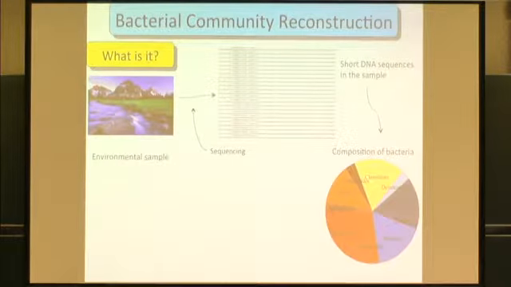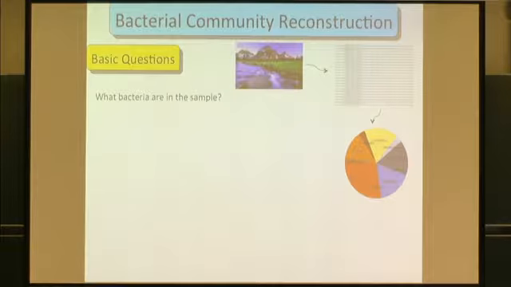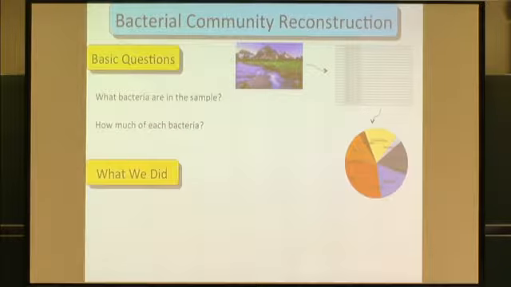So this step right here is what I'm going to be concentrating on and what this tool addresses. How do you go from these short reads to this composition of bacteria? Okay, so in this workflow, I want to figure out what is this pie chart going to consist of, and then also what's the width of each one of these slices. So what's there and how much?